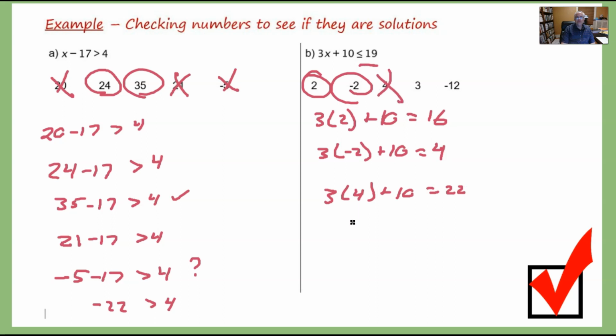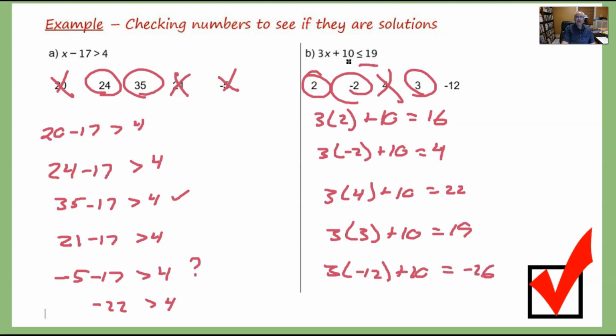4 doesn't work. Put in 3. 3 times 3 plus 10, is that less than or equal to 19? Well, this is equal to 19, so that works. And finally, negative 12. 3 times negative 12 plus 10 is negative 36 plus 10 is negative 26. So when I put negative 12 in, this side is negative 26. Yeah, that's less than or equal to 19. That one works too. So of the 5 numbers, 4 of them worked.